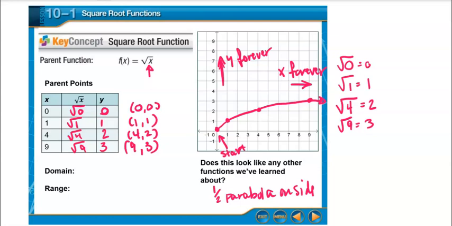The domain of this is all x's such that x is greater than or equal to 0. It doesn't go to the left, it just starts at (0, 0), but everything goes to the right. The range of this is all the y values such that y is greater than or equal to 0 as well. So it starts right here at (0, 0), and then it goes up.